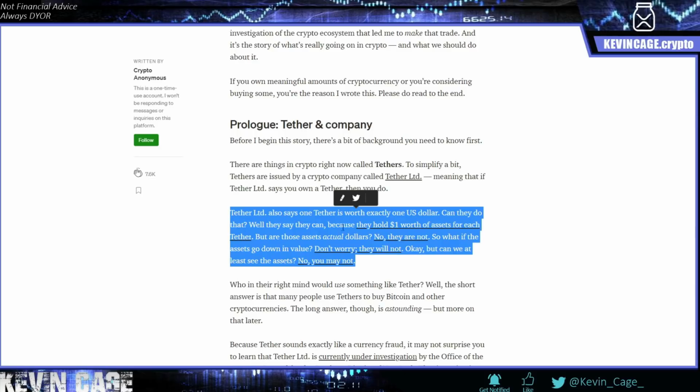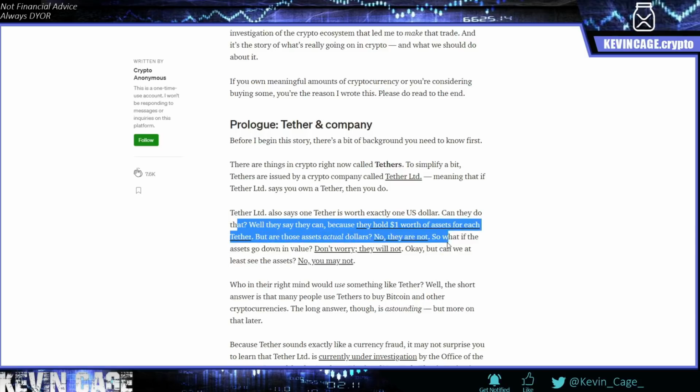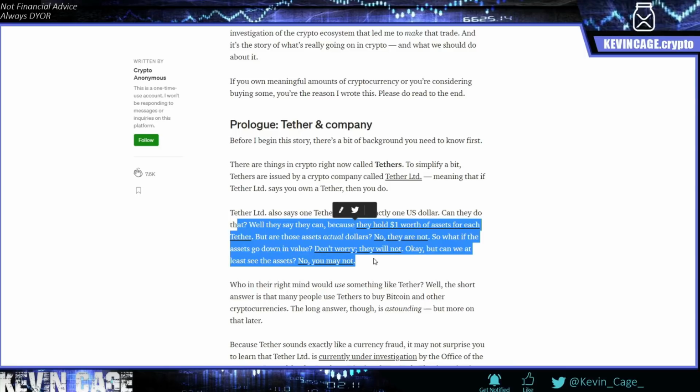So Tether also says one Tether, one USDT token or coin, whatever you want to call it, is worth exactly $1 US. Can they do that? Well, they say they can because they hold $1 worth of assets for each Tether. So they claim it is 100% reserved and backed. But are those assets actual dollars? No, they are not. So what if the assets go down in value? Don't worry, they will not. Okay, but can we at least see the assets? No, you may not. Interesting.